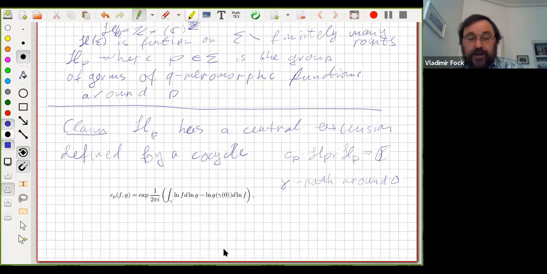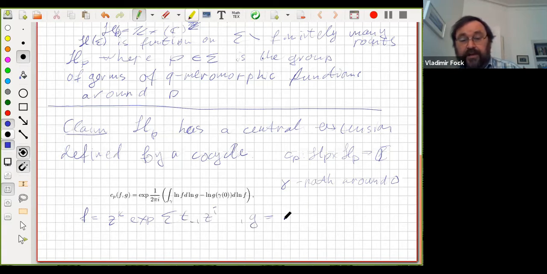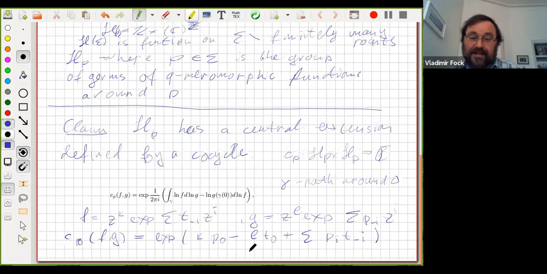So if you have a function f, which is z to the k exp of sum of t minus i z to the i, and g is equal to z to the L exp of sum of p minus i z to the i, then C0 of f and g equals just exp of k p0 minus L P0 plus sum of i p i t minus i. So this is more or less the simplest possible.